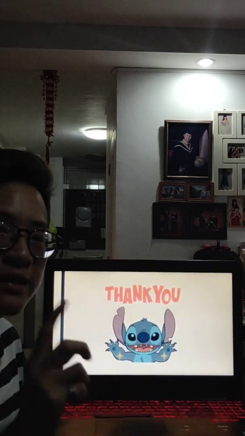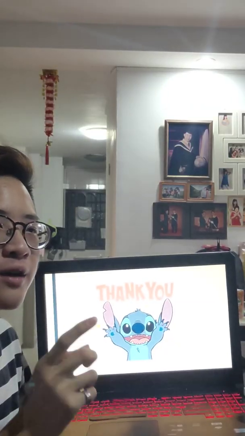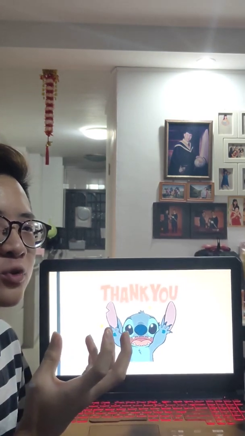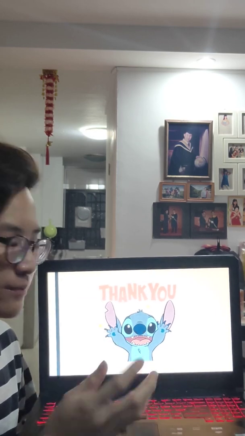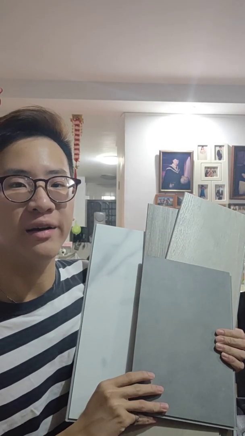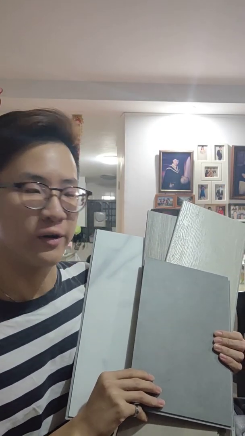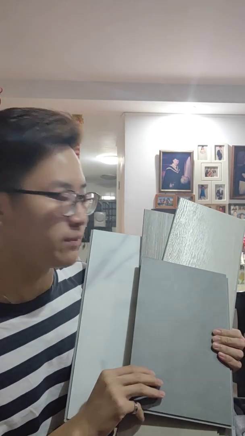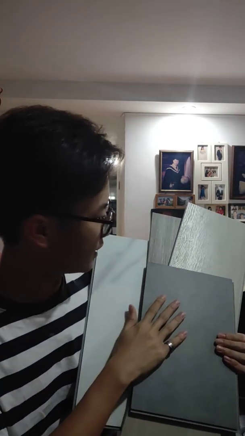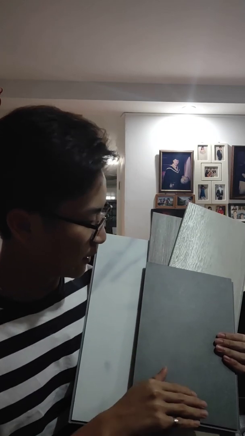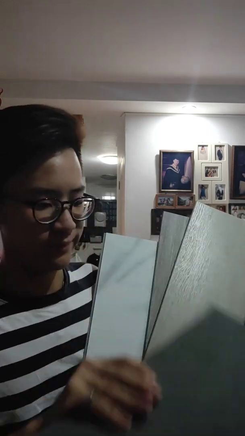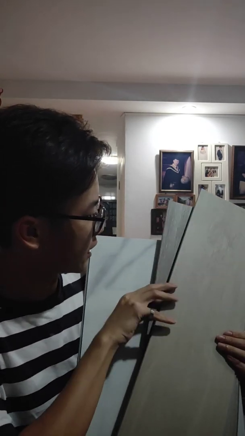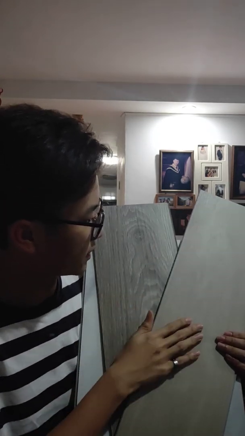Yeah, and later I will show you an example of a vinyl that I managed to get from the flooring firms. So I managed to get some vinyl examples from the flooring firms. Okay, so I have four of them. They come in different designs and colors. So these two are the vinyl that has the design of wood.